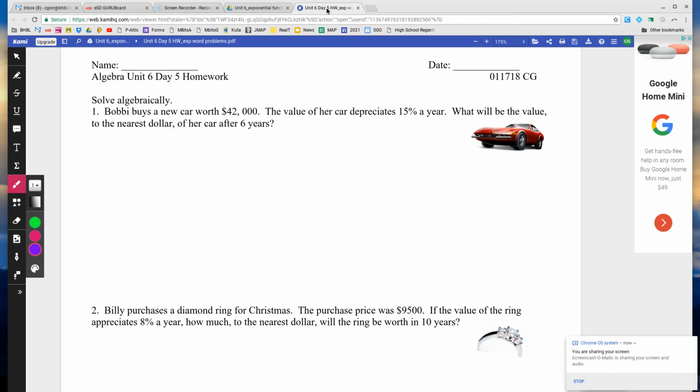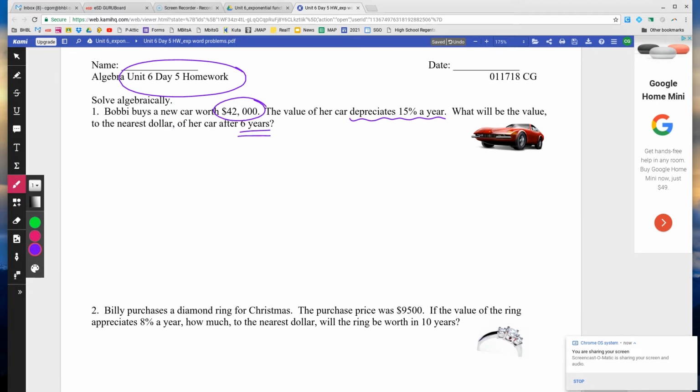Today we're going to be talking about our Unit 6, Day 5 homework. We're talking about our exponential equations. So in number 1, Bobby buys a new car worth $42,000. The value of her car depreciates 15% per year. And I want to know the value after 6 years.